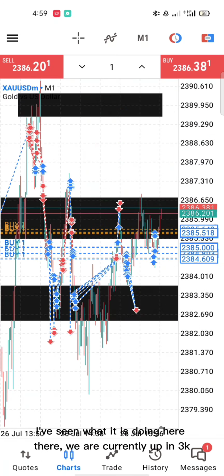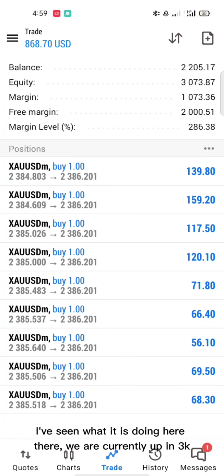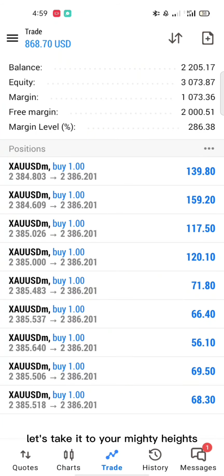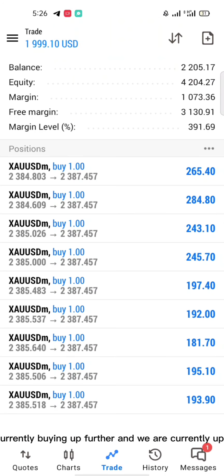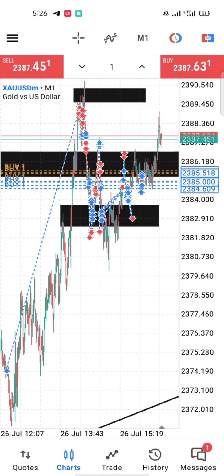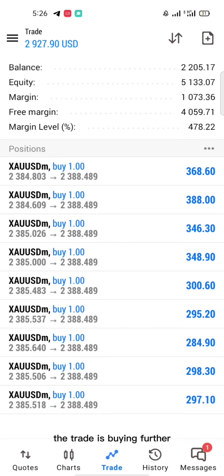I've seen what the trade is doing there. We're currently up 3k. Let's take it to a mighty height. Let's see what XUSD has. So guys, the trade is currently buying up further. We're currently up $1,000 in profit. The trade is buying further. We're in a profit of $2,900 and something.